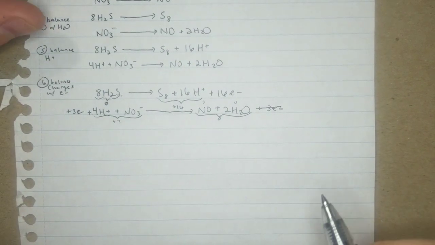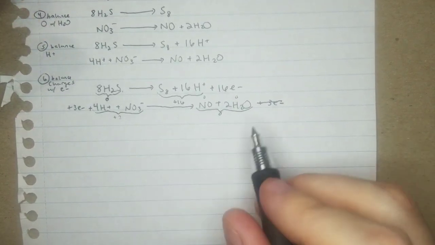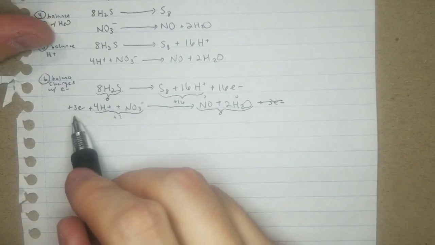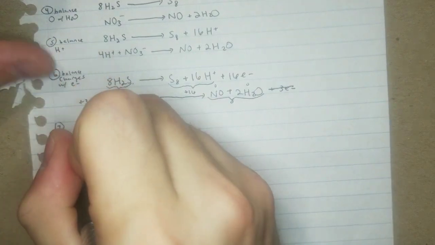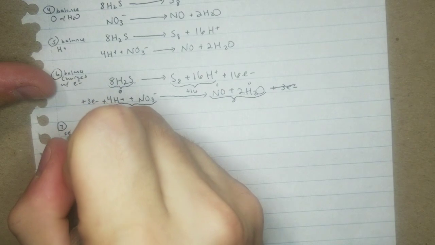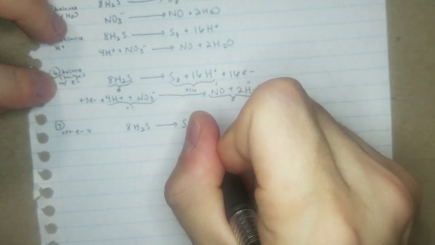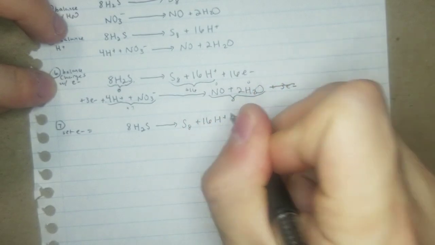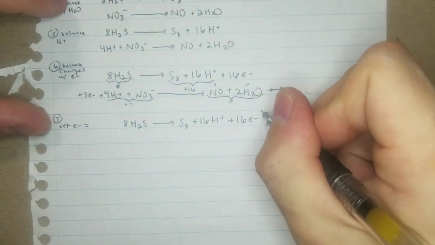So we're going to have to find the least common multiple, but obviously there's nothing easy with these two. We're going to have to just do 3 times 16 and 16 times 3 to get it all sorted out in step 7. So yeah, step 7, set the electrons equal. Start off with this top one. 8H2S yields S8 plus 16 hydrogen ions plus 16 electrons, and this whole thing we're going to have to multiply by 3.